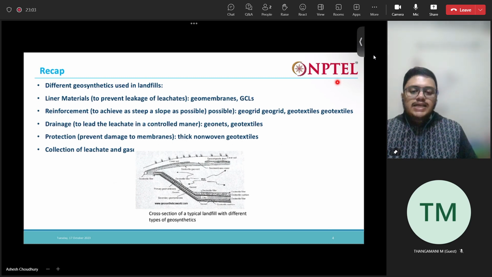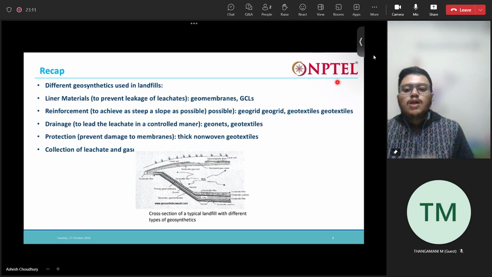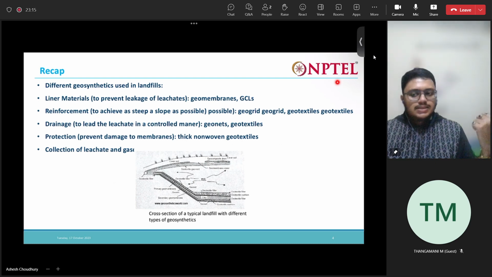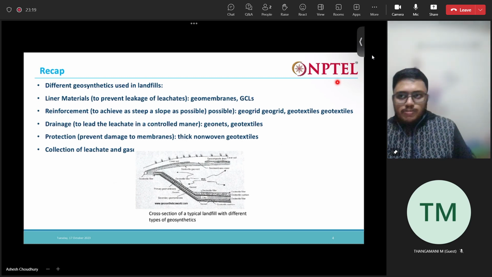Then for drainage purposes, to drain the leachate that develops in the solid waste in the landfill, we can use geonets and geotextiles. And next is protection. Geomembranes are a plastic kind of material, like PVC.